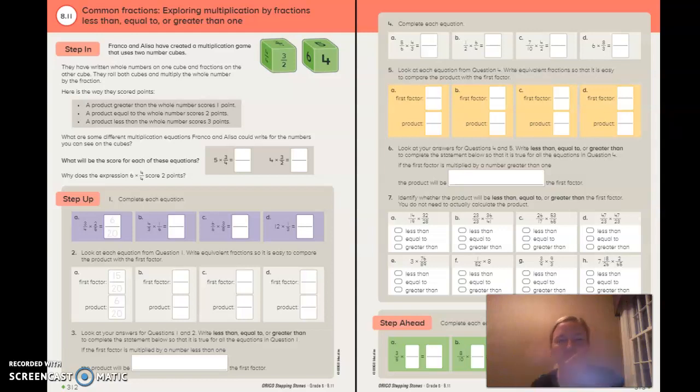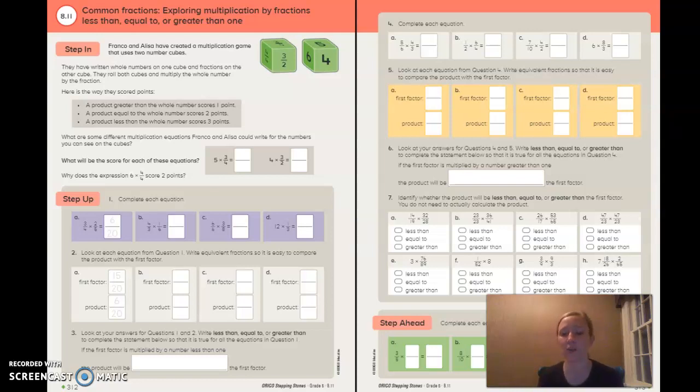Hi everyone, so for today's lesson it's 8:11, common fractions, exploring multiplication of fractions that are less than, equal to, or greater than 1. So it sounds a lot trickier than what we've been doing, but really we're still multiplying fractions, and remember, to multiply a fraction you just multiply straight across. You multiply the numerators and then you multiply the denominators.